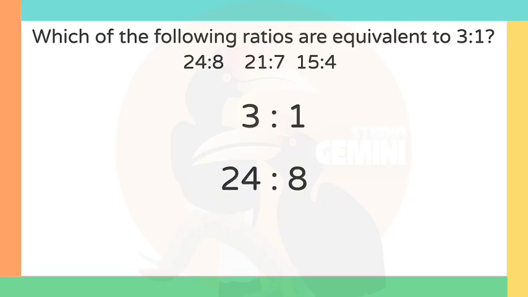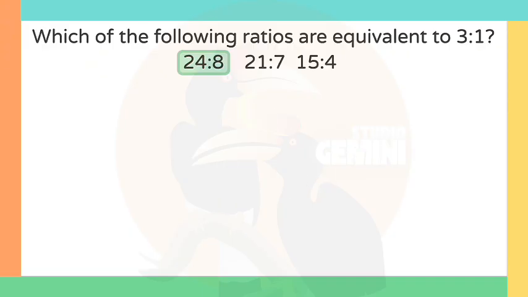We know that multiplying both parts of a ratio by the same number creates an equivalent ratio. So let's check if we can multiply both parts of 3 to 1 by the same number to get 24 to 8. 3 times what number equals 24? 8. And 1 times what number equals 8? Also 8. Since we can multiply both parts of the first ratio by the same number to get the second ratio, these ratios are equivalent.